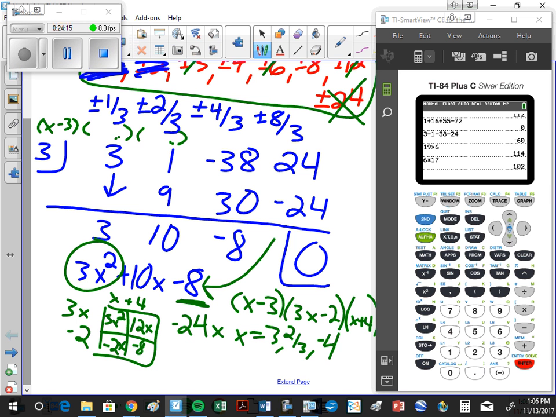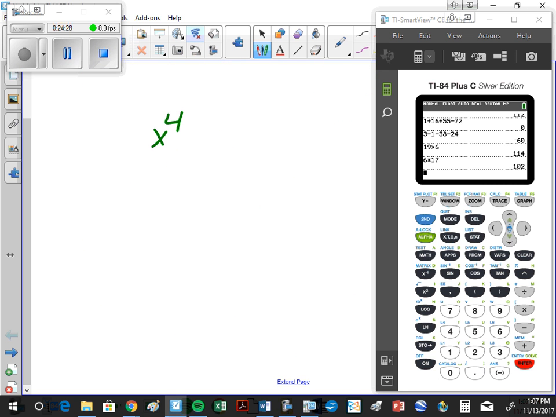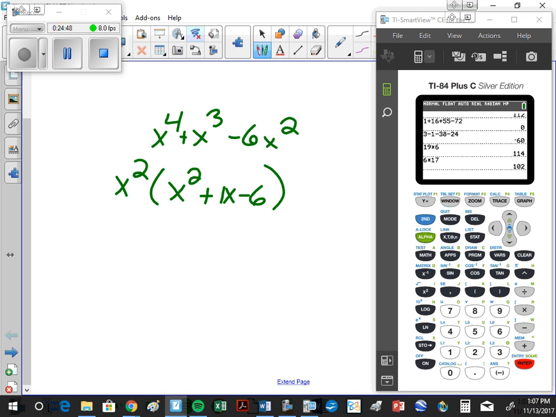So, 13 says find the zeros. Okay. On number 13, we have x to the 4th plus x to the 3rd minus 6x squared. What are you going to do first? Pull out an x squared, and I get x squared times x squared plus 1x minus 6. And now I just factor this, and I'm done.